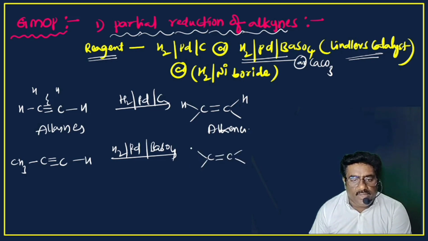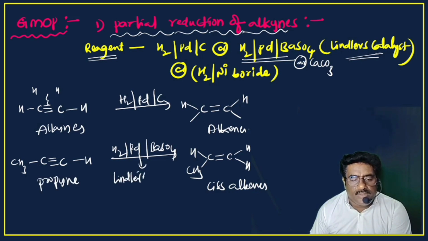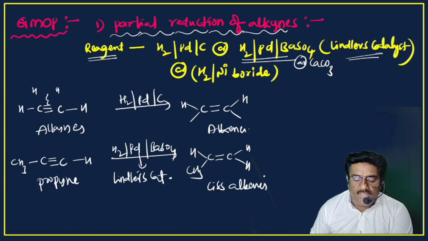It gives a cis alkene. Propyne in presence of Lindlar's catalyst gives a cis alkene. Let's take another example.